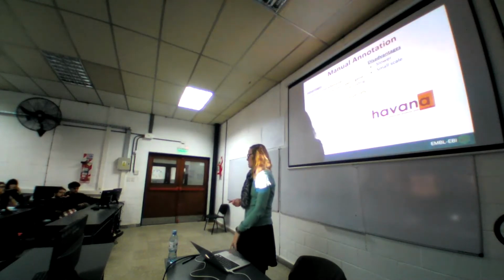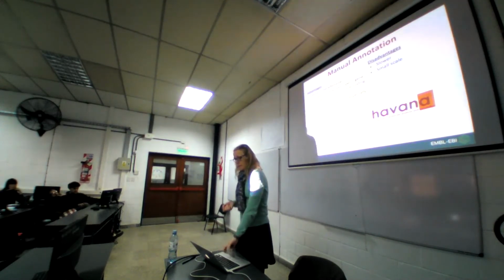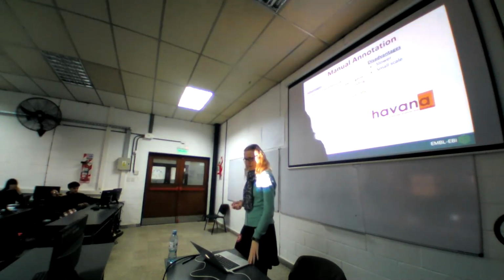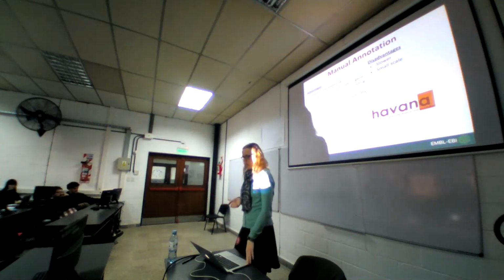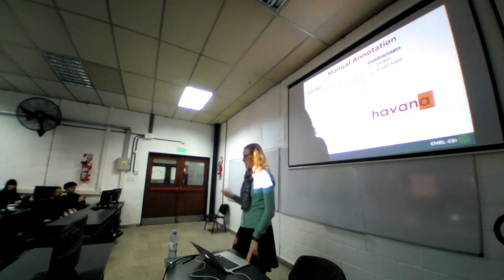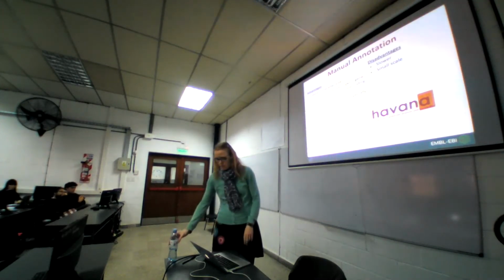Manual annotation has disadvantages as well. It's a lot slower. It takes on average half a day to annotate one gene, and therefore it can only be done on a small scale. Otherwise it would be too expensive.